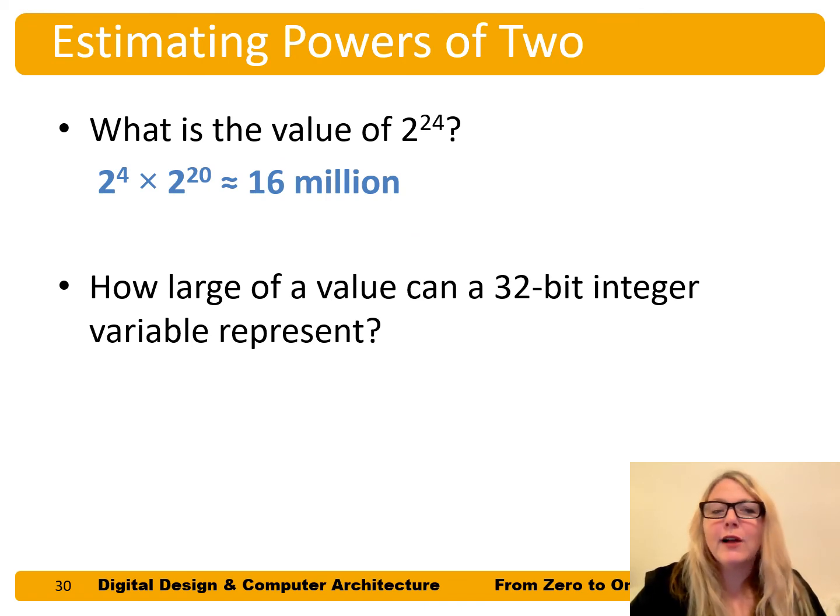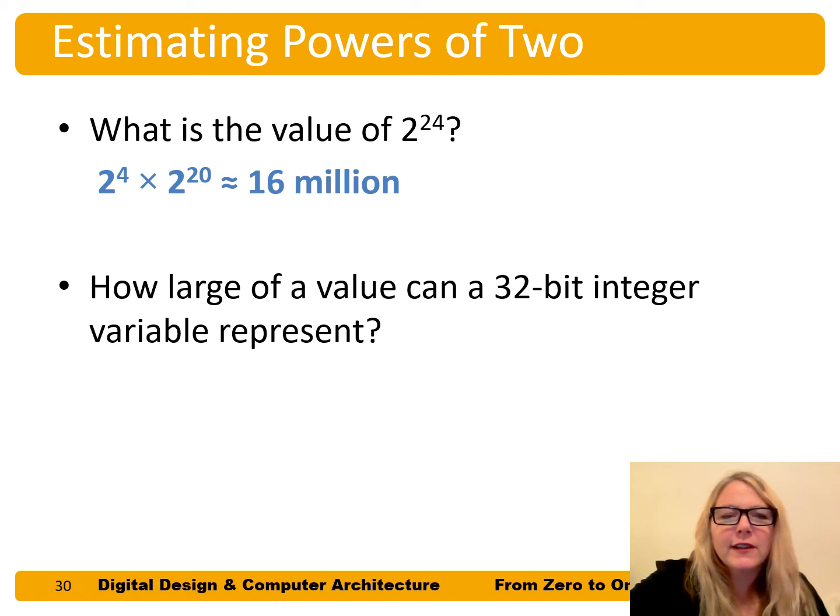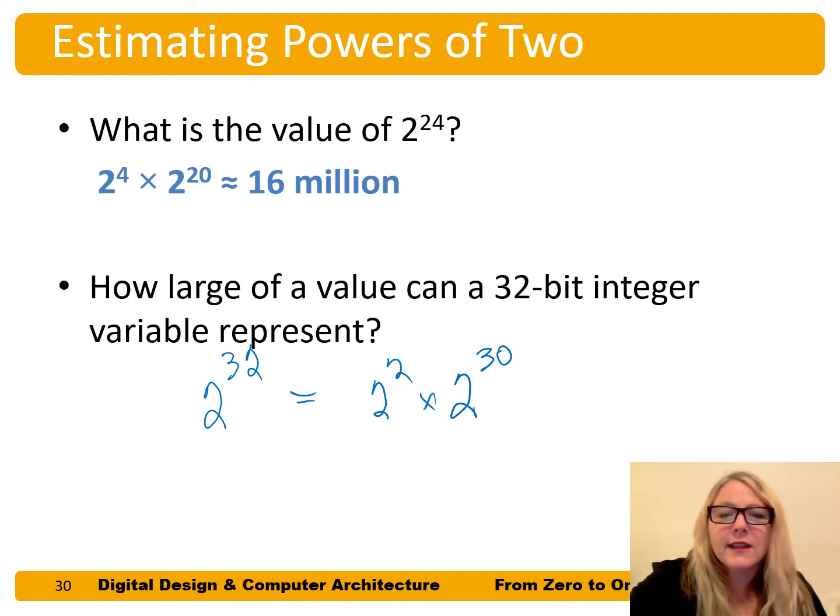And another example, how large of a value can a 32-bit integer variable represent? Well, we use 32-bit integers in programming all the time. The largest value you can represent is 2 to the 32 minus 1. Well, 2 to the 32, let's factor out the largest power of 10, is 2 to the 30, and we are left with 2 to the 2. So 2 to the 30 is a giga, or a billion. So we can approximately represent 4 billion with a 32-bit integer.